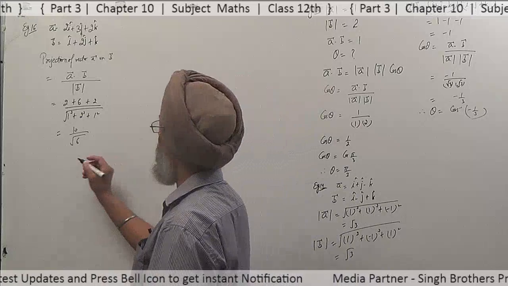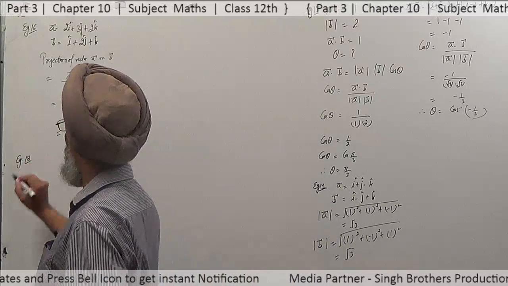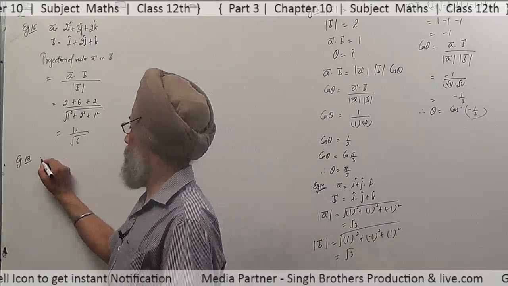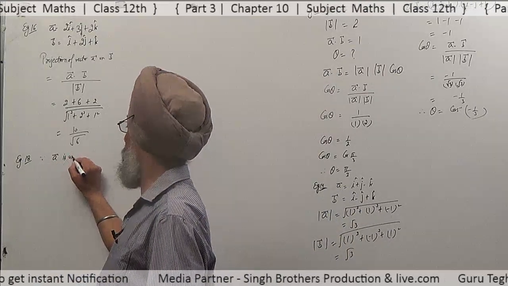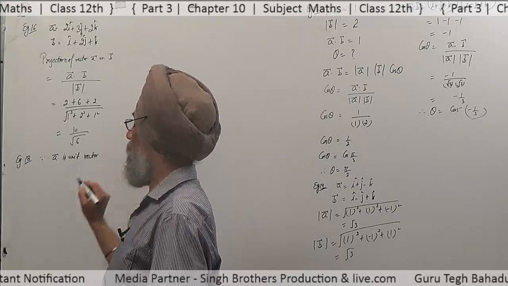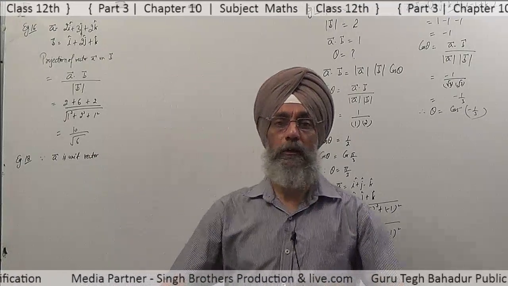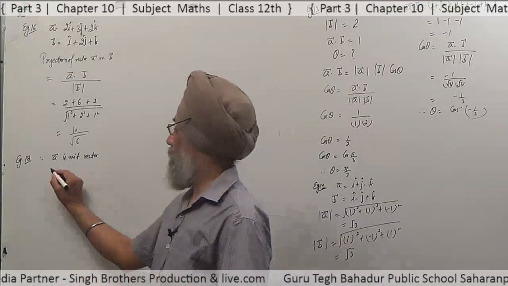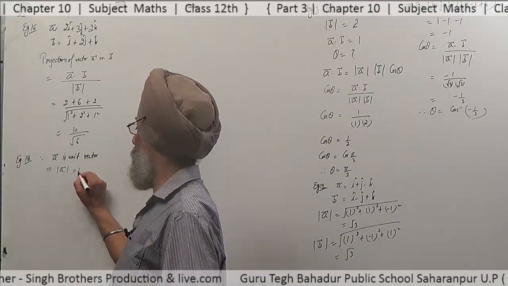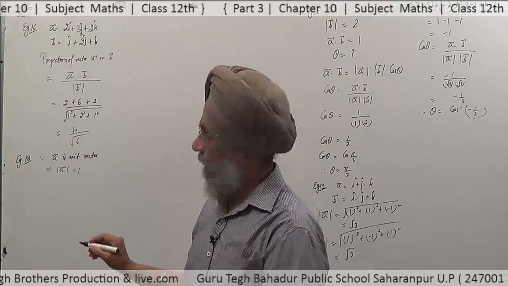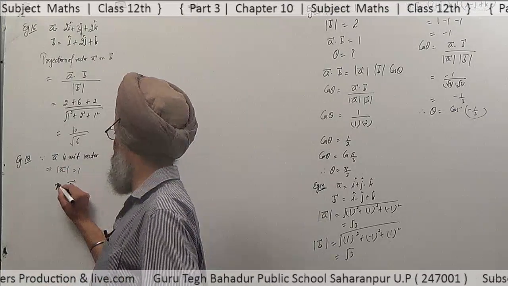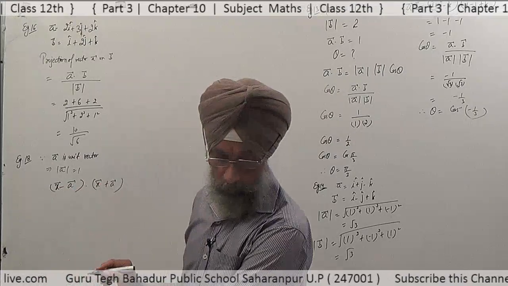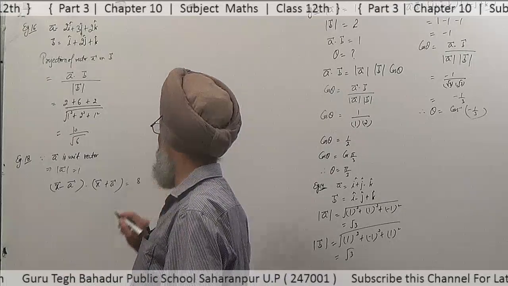See example 18. Given that A is a unit vector, generally we denote the unit vector with the cap sign, but here it is mentioned with the arrow sign. Vector A is a unit vector, it implies the magnitude of vector A is 1. Moreover, it is given to us that vector x minus vector A dot x plus A is equal to 8. We have to find the magnitude of x.